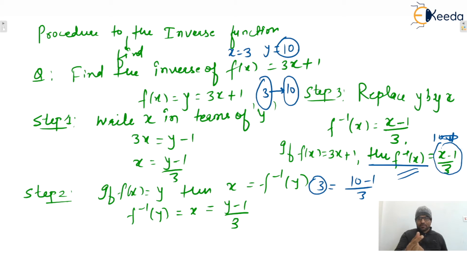If 3 has image equal to 10 in the function f of x, then in the inverse function we can say that 10 will have the image 3. Just the opposite. If 3 is mapped with 10 in the given function, then 10 will be mapped with 3 in the inverse function. So you can take any example.